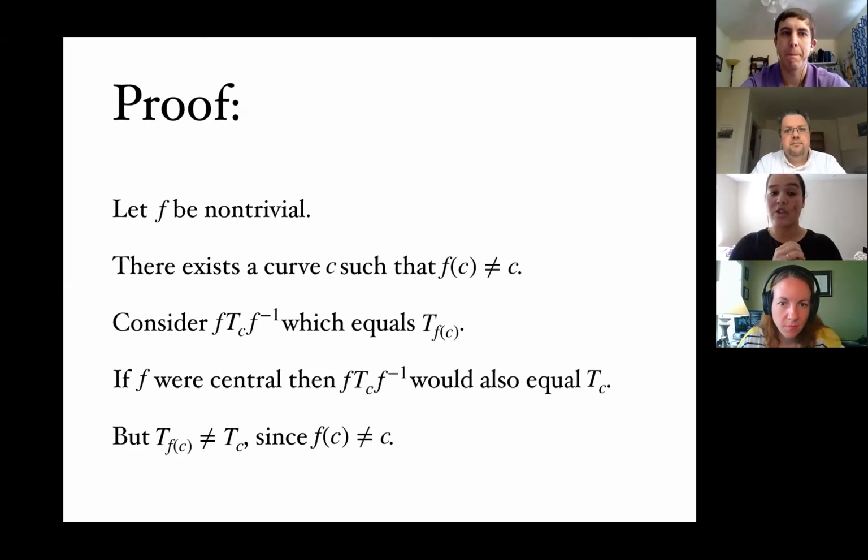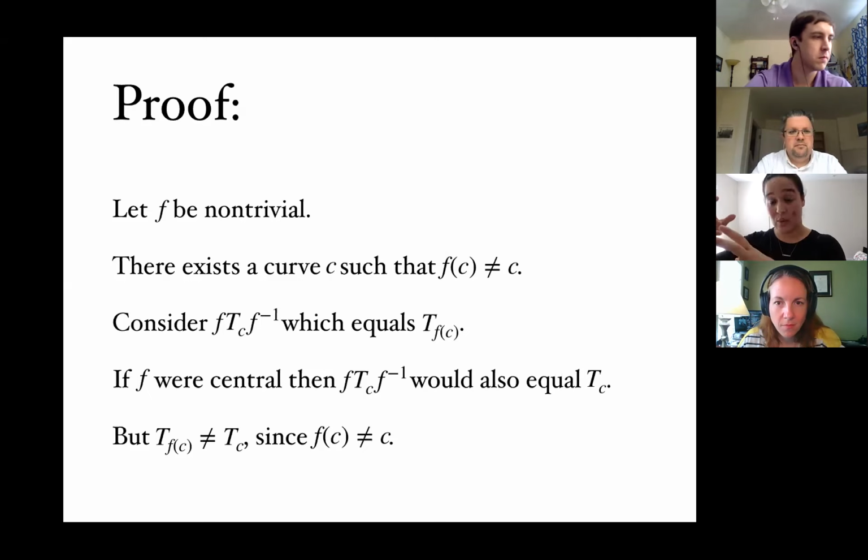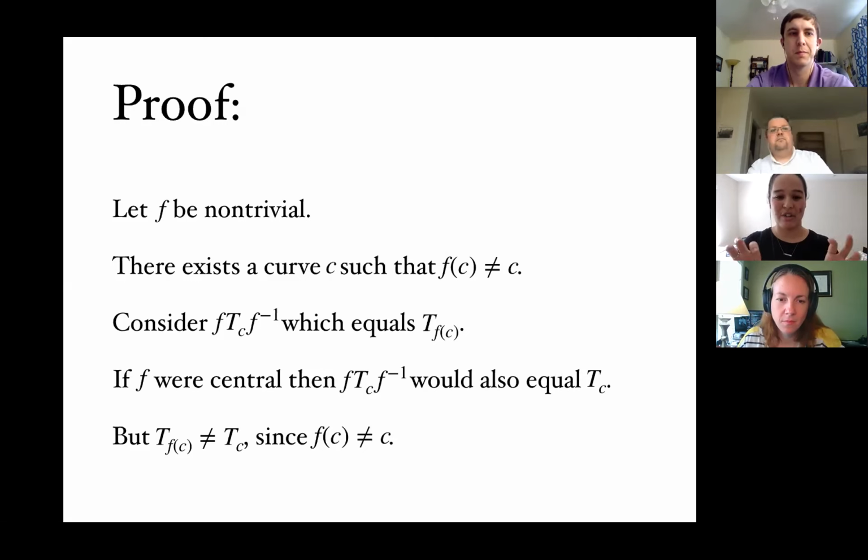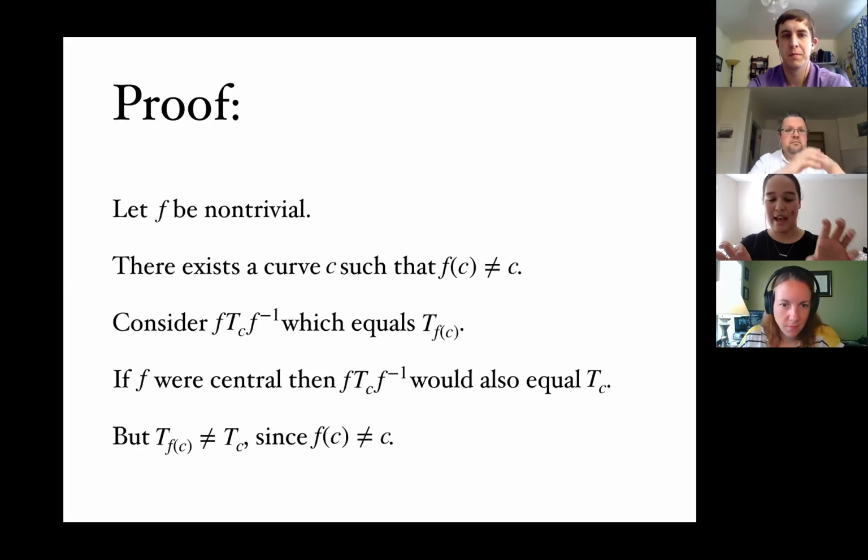Awesome. So now what are we going to do? We're going to apply our conjugation trick. Our conjugation trick says, if we conjugate our Dehn twist about c by f, then we get the Dehn twist about f of c. So now we have this equality: f T_c f inverse equals T_{f(c)}.